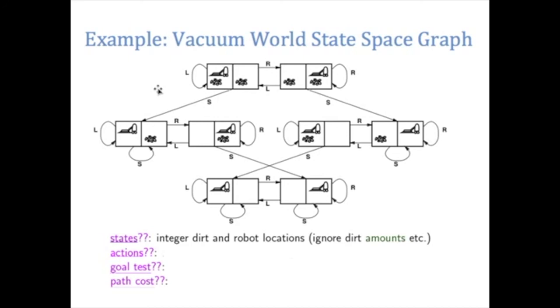So we're going to abstract away from the fact that there might be a lot of dirt or a little dirt. How about actions? Well, our actions are going to be left, right, suck, and no-op. Just stay where you are. What's our goal? Well, our goal is no dirt in either the left or the right. And the path cost, well, we'll just arbitrarily say that the path cost is 1 unit of cost per action and 0 for a no-op.